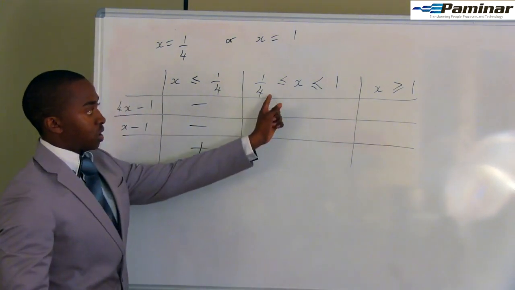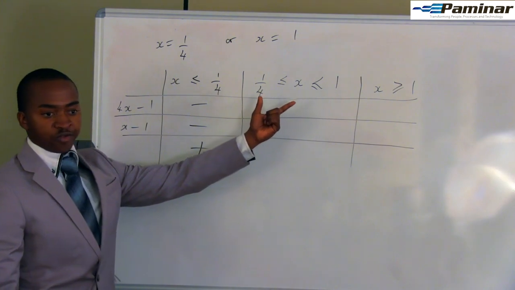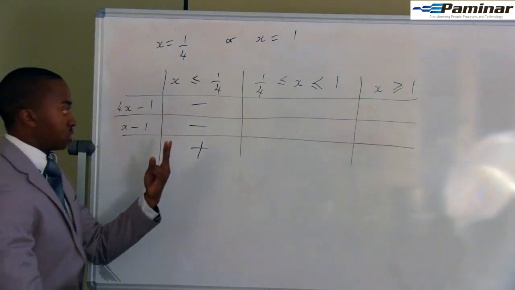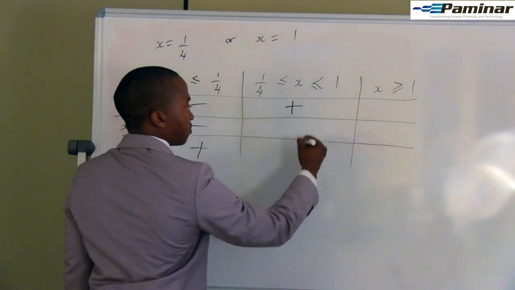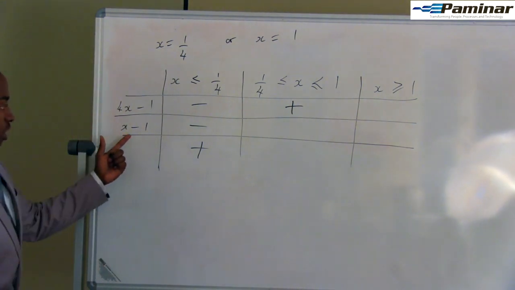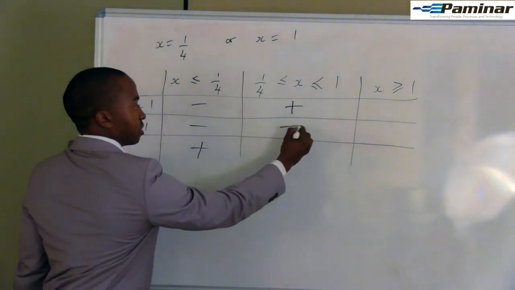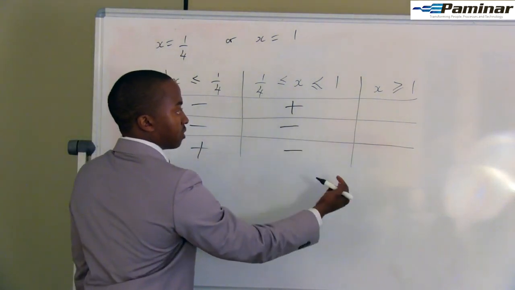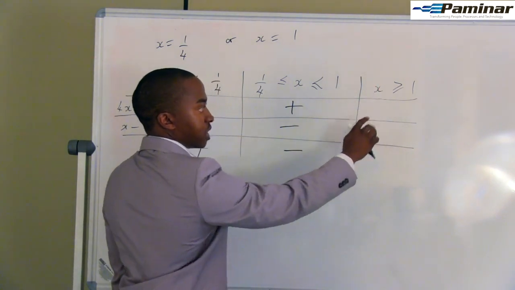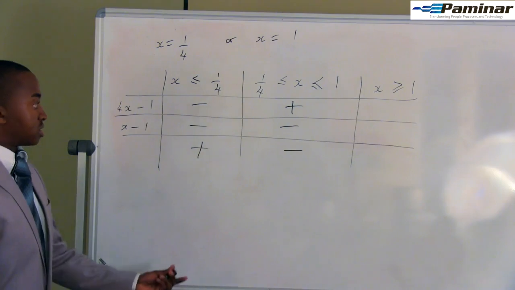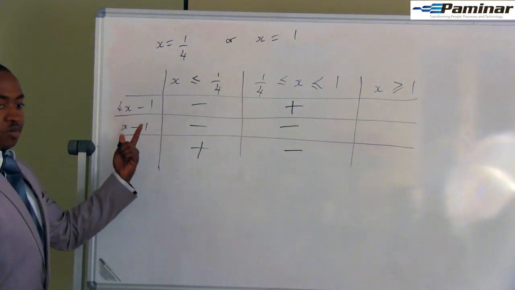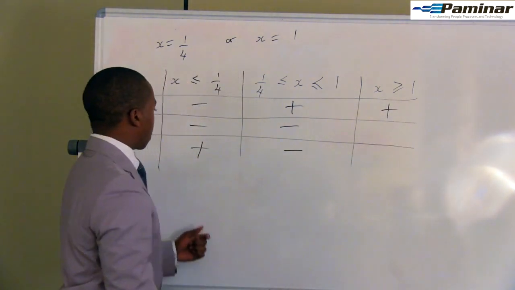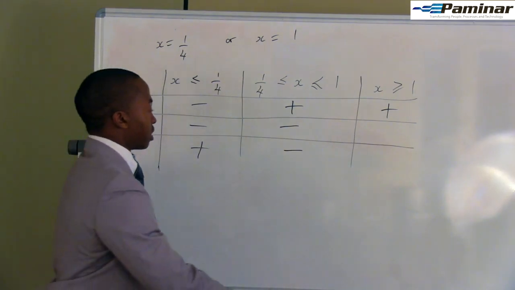Then a number between a quarter and 1, let's take half for example. If you put half in there, it becomes 4 times a half, which is 2. 2 minus 1 is 1, and that's positive. Put half in here, half minus 1 is negative a half. That's negative. Positive times negative is negative. Then finally, let's test for a number which is greater than 1. Let's take 2. 4 times 2, 8, minus 1, 7 is positive. 2 again, 2 minus 1, that would be positive.